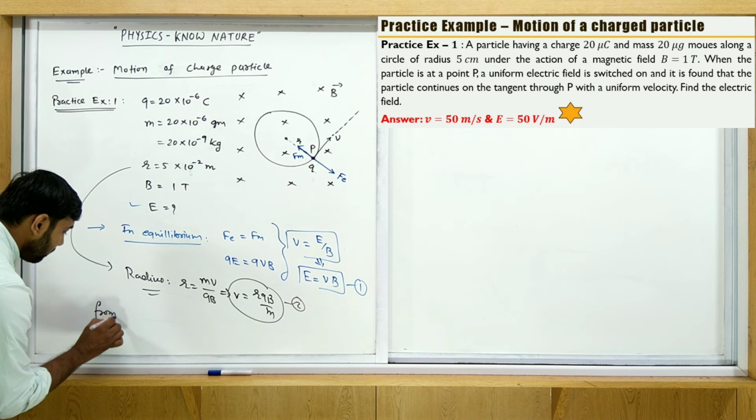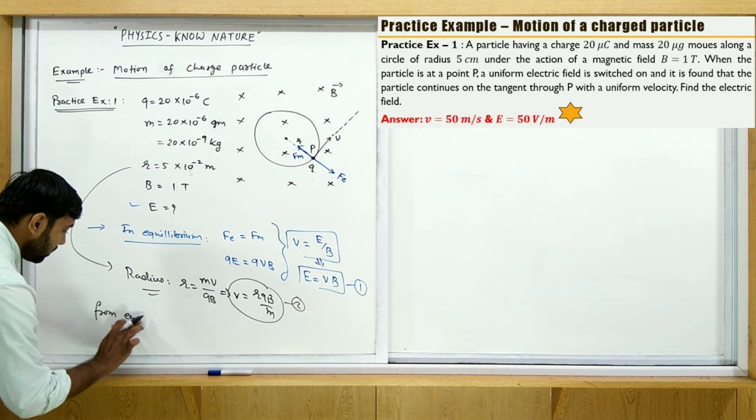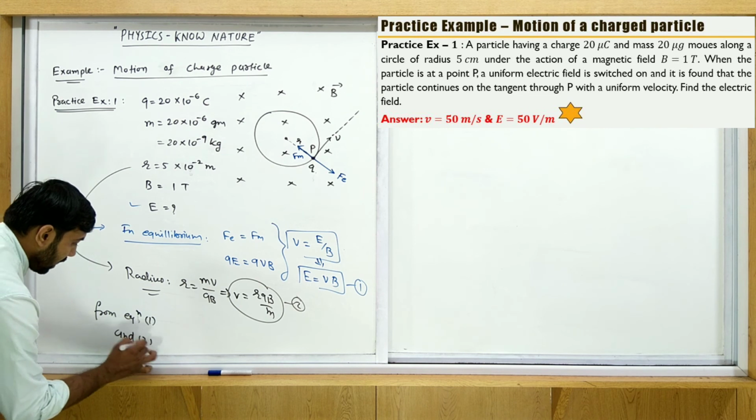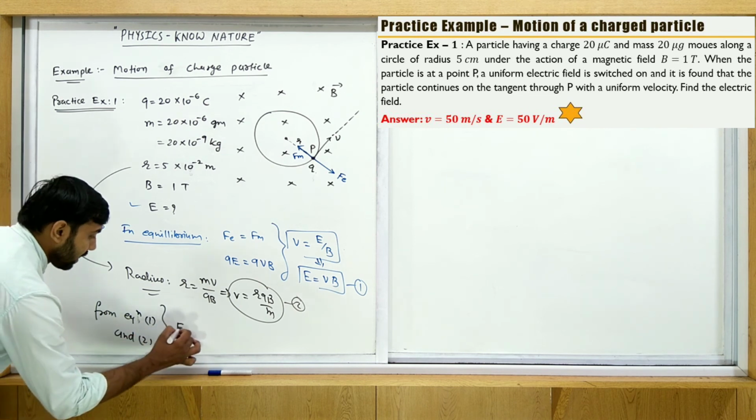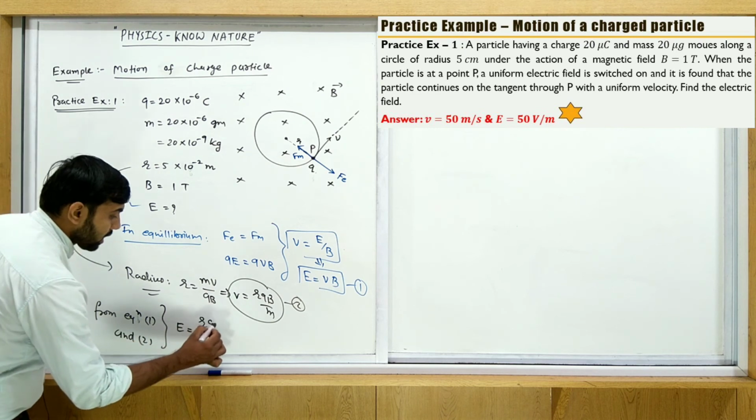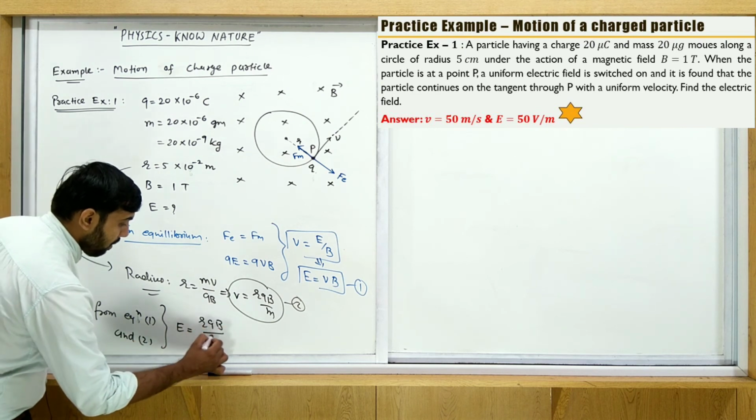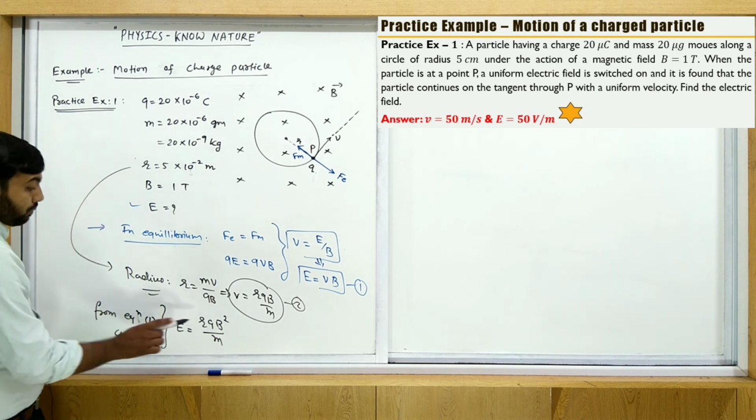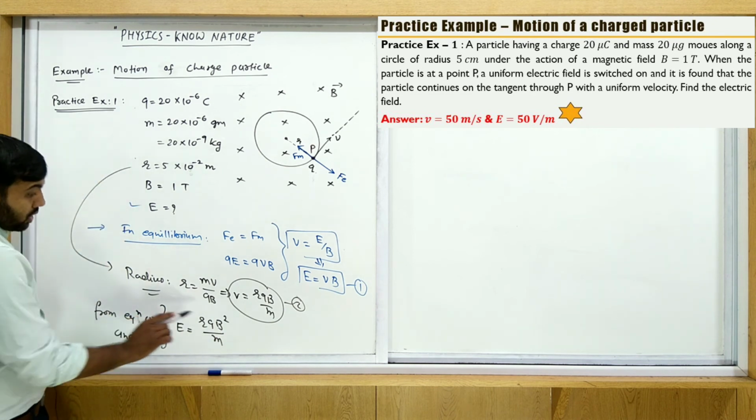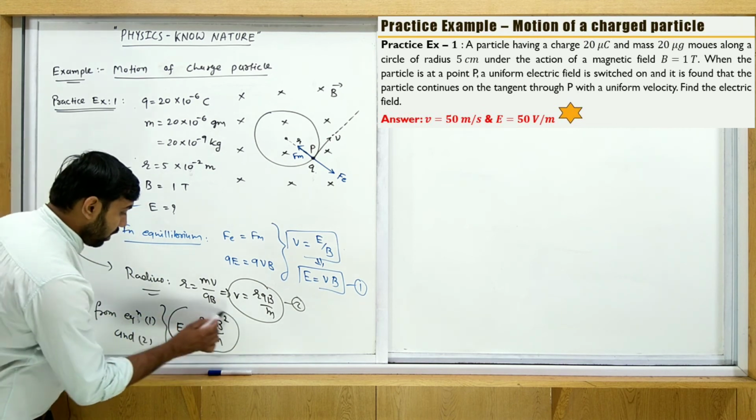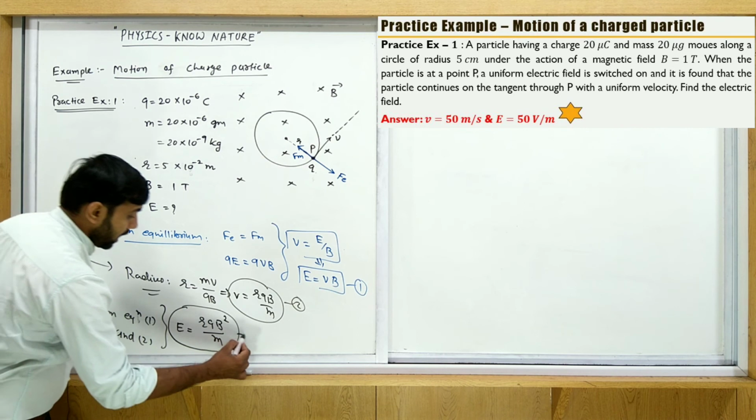So from equation 1 and 2, what you get? Electric field is equal to V into B. So that means R Q B upon M into B. So B into B, B square. See, R is given to you, Q is given to you, B is given to you and M, everything is given to you. Put the given values here and you get the final answer. So calculation is homework.